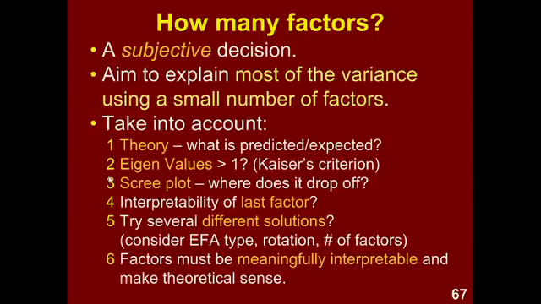Second clue might be, what if you used Kaiser's criterion and said, how many factors have eigenvalues above 1? That's another clue. But it might not be perfect. You might want to go a bit below or a bit above. Thirdly, where's the drop-off in the eigenvalues? So using the scree plot, can you separate the cliff from the rubble?